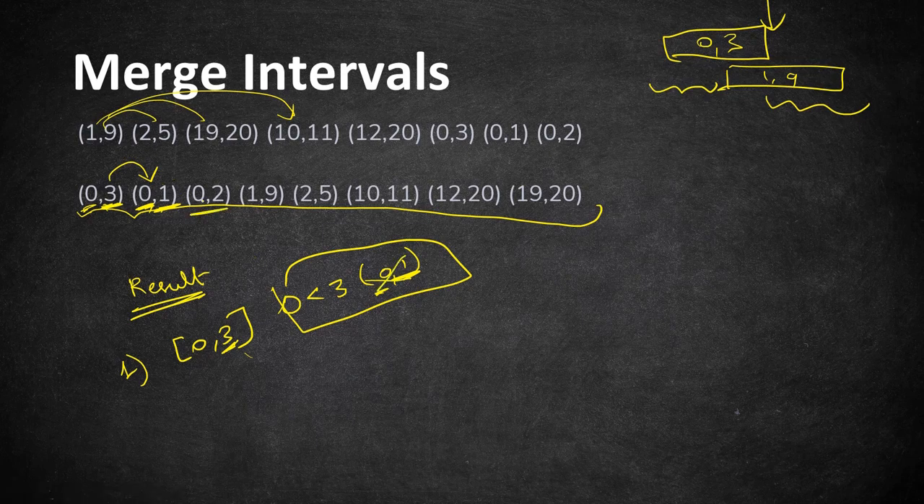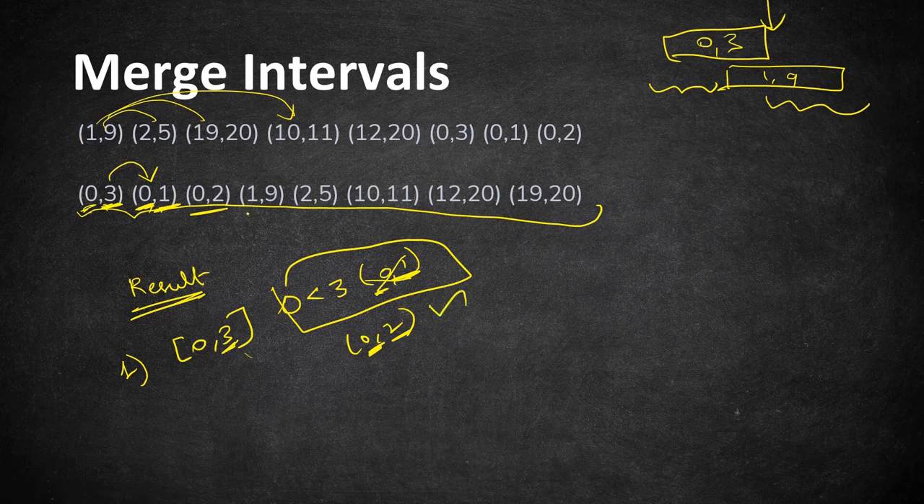The third value is 0 comma 2. For 0 comma 2, we are again checking whether 0 is less than 3. Yes, 0 is less than 3, so it is also overlapping with the current one in the list. Now we check whether the second value is less than 3. The second value is also less than 3, so we have it covered as well.